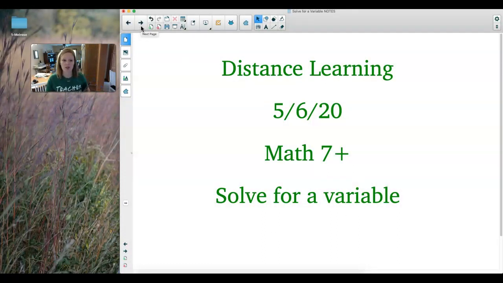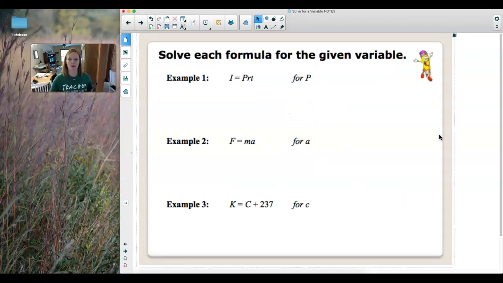Today I'm going to show you a formula that is all variables. There might be a couple numbers, but for the most part, it's just variables. And we're going to solve for a specific variable. Looking at these formulas, this first one should look familiar to you: I equals P times R times T. That's our interest formula. The thing that we want to solve for is P. So we want to isolate P.